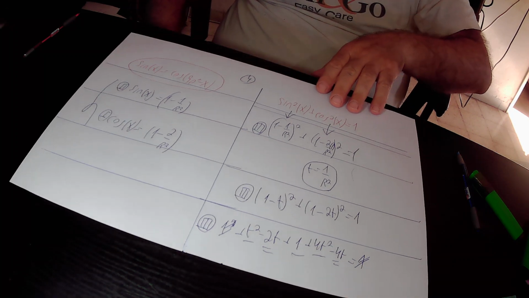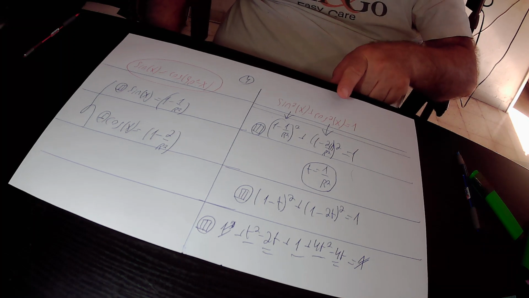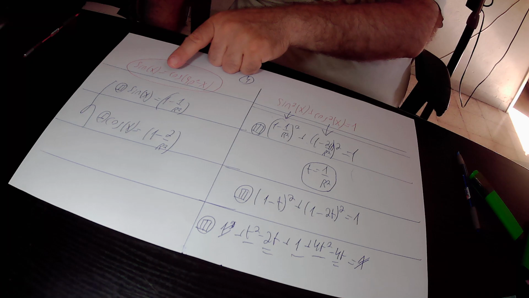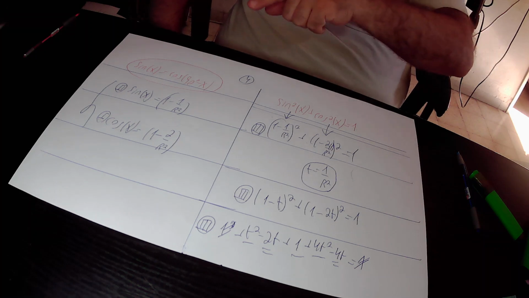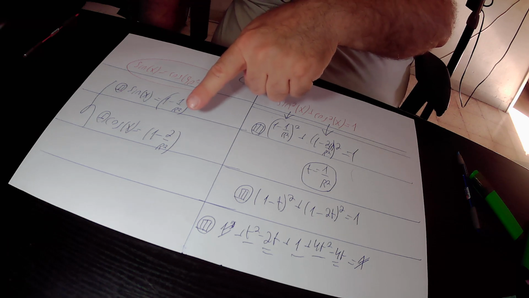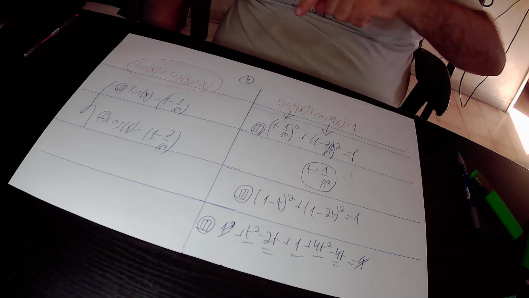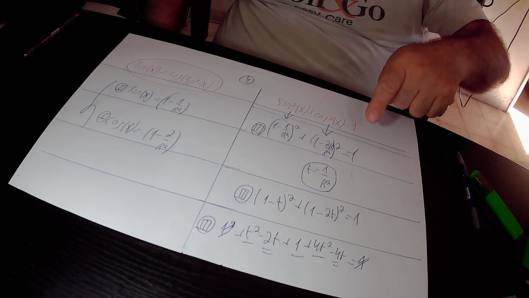In the next step, we use the trigonometric identity that states that sine squared X plus cosine squared X equals 1. According to equation 2, sine X equals 1 minus 1 over R squared. If sine X equals 1 minus 1 over R squared, it means that sine squared X will be equal to (1 minus 1 over R squared) squared, plus cosine squared X. According to equation 1, cosine X equals 1 minus 2 over R squared. If cosine X equals 1 minus 2 over R squared, it means that cosine squared X will be equal to (1 minus 2 over R squared) squared, and the sum equals 1.